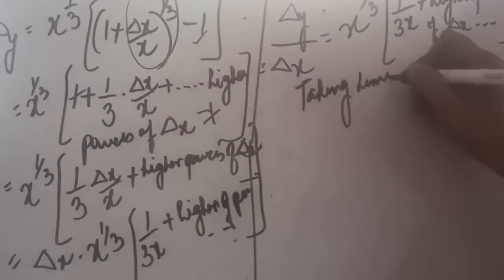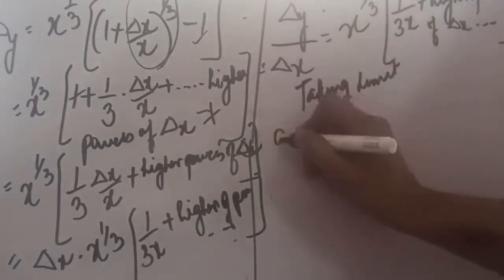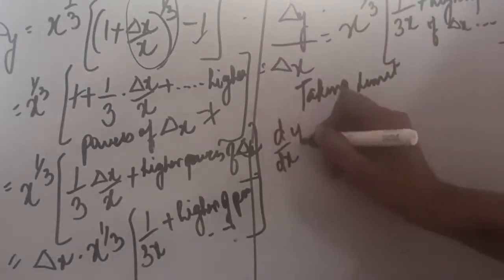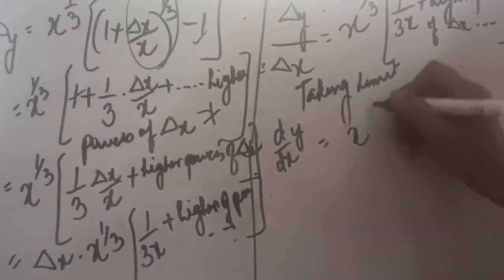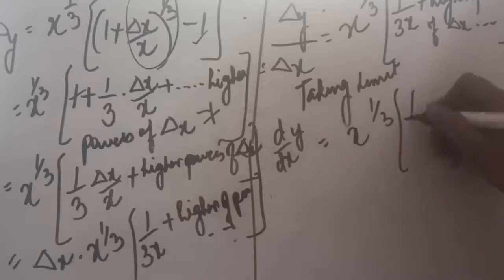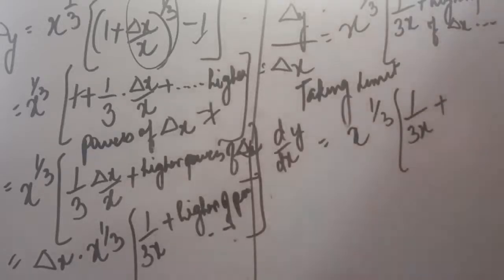If we take the limit on the left hand side, it will be converted into the derivative dy upon dx, and here x power 1 upon 3 will be as it is. 1 upon 3x will not be affected. Higher powers of delta x: wherever delta x has a power, it will become 0. So whatever powers are there, it will become 0.